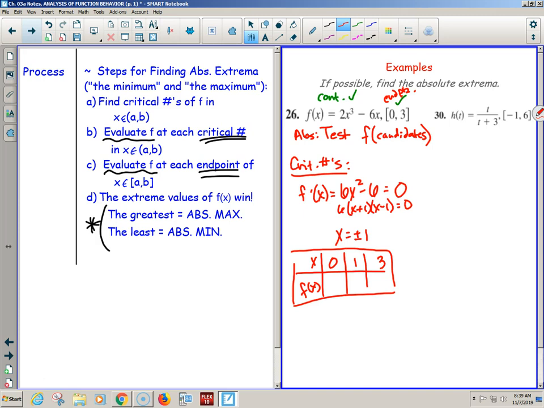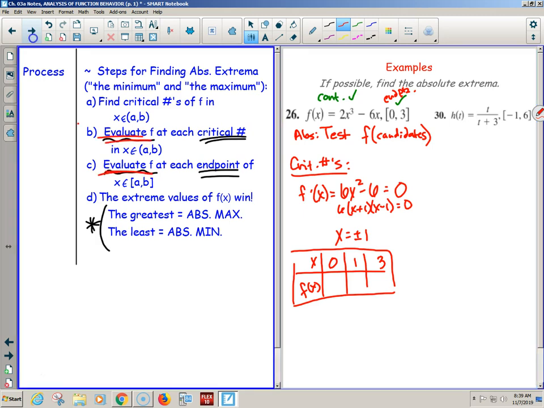Wait, why are you making a table? Well, because I have to test. Well, how do you test? Will you evaluate F? Plug in. And what does evaluate F mean? Plug in the candidates. To where? To F. Why? Because I want to know how high it goes or how low it goes. And the only way to know that isn't looking at the slopes, it's looking at the Y values.